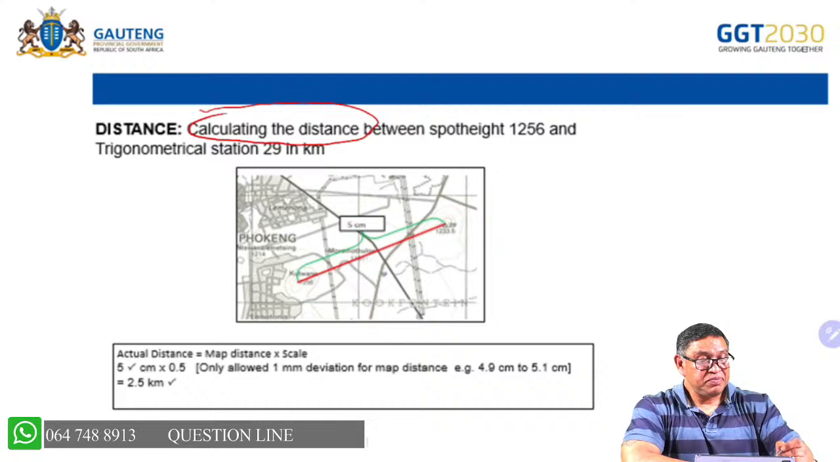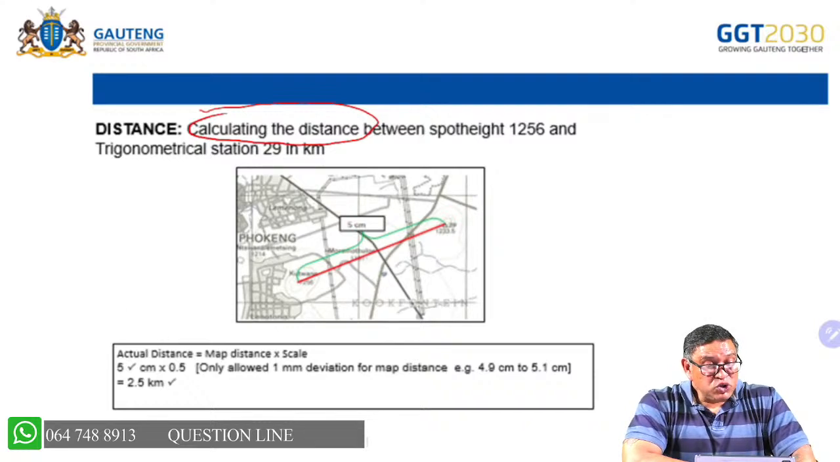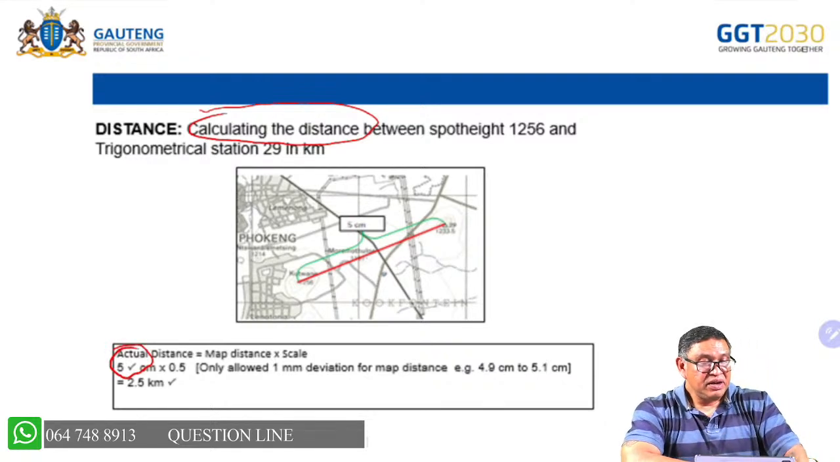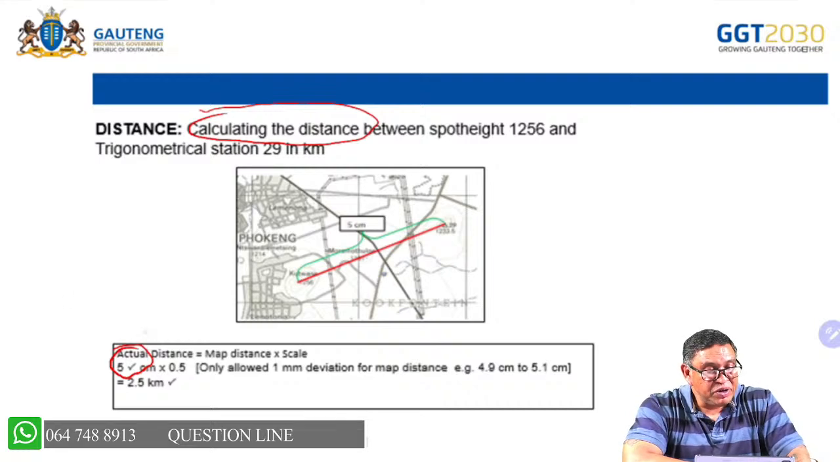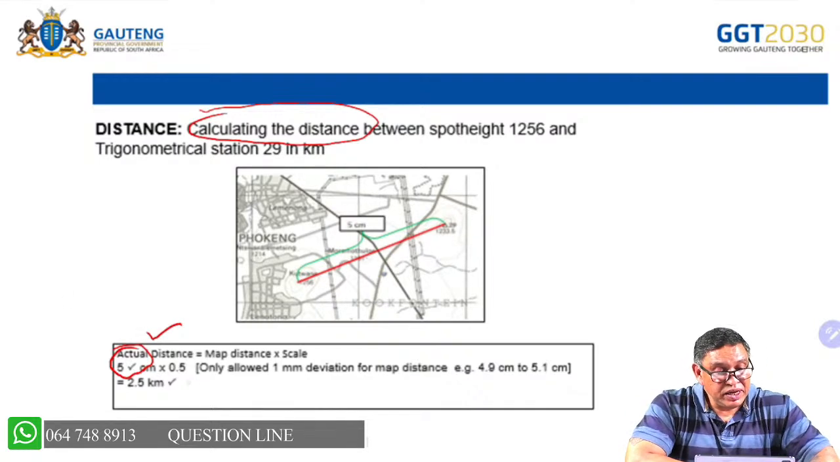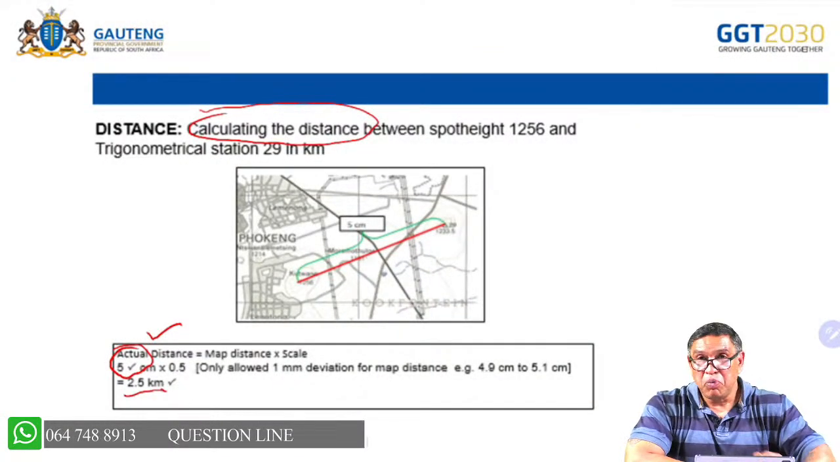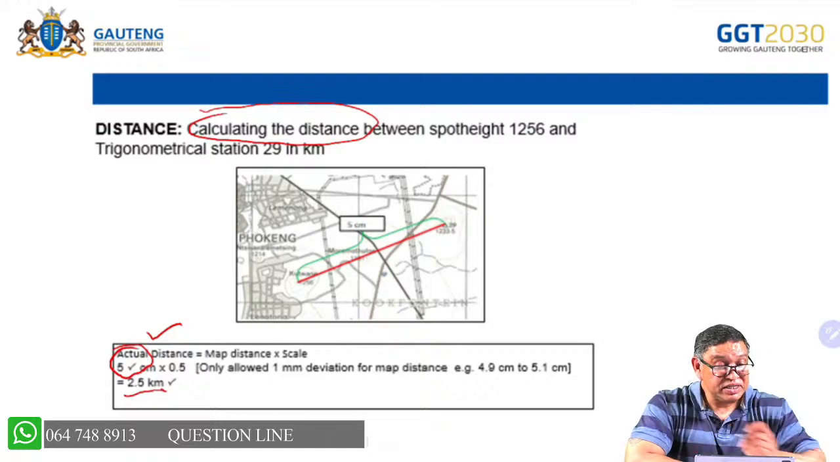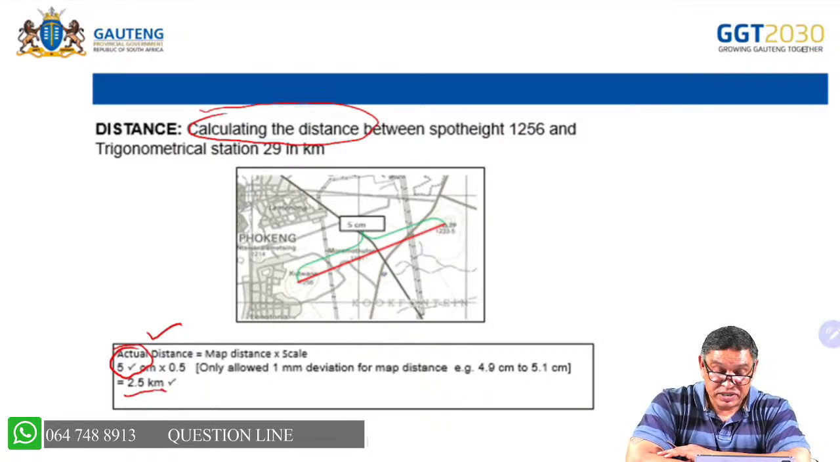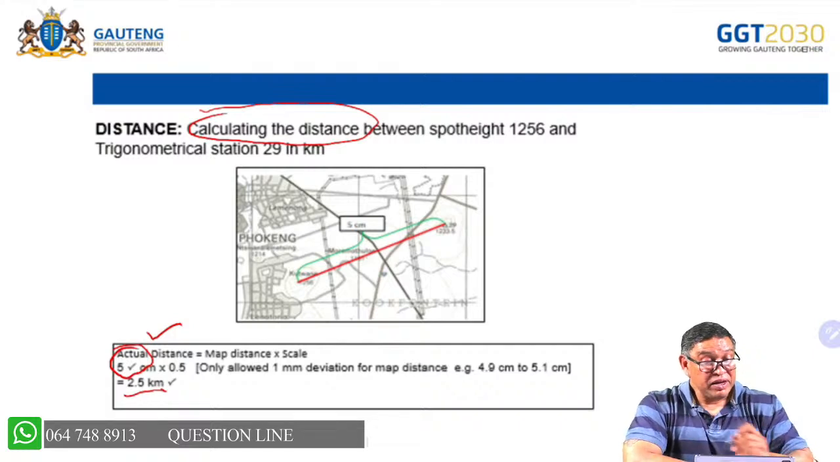For instance, actual distance equals map distance times scale. Make sure you indicate the map distance of 5 centimeters. Multiply by 0.5 because you get a mark for that. And then eventually you write down the answer, which is 2.5 kilometers, because 5 times 0.5 is 2.5 kilometers. Okay? And that's another mark.